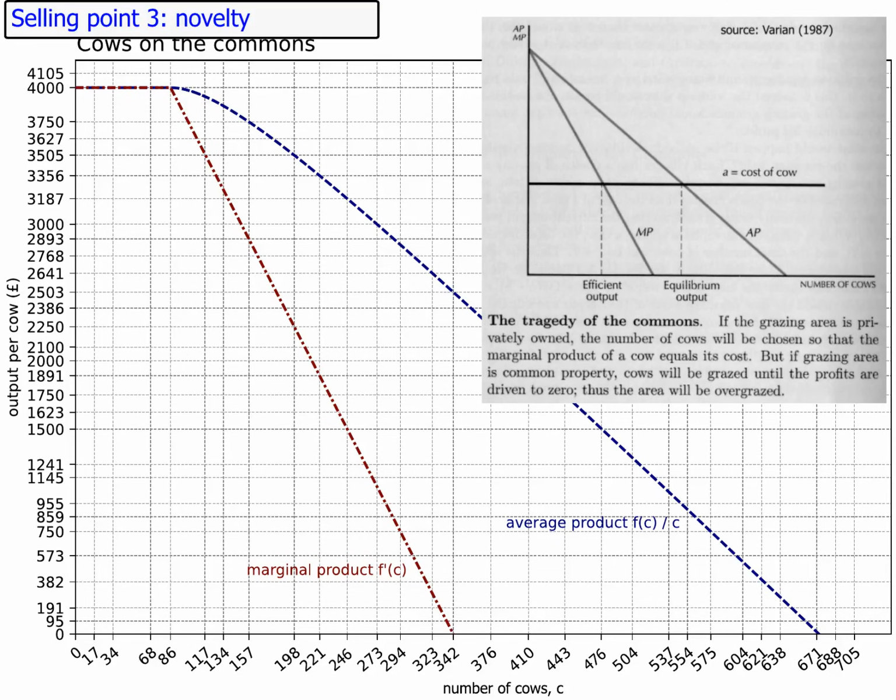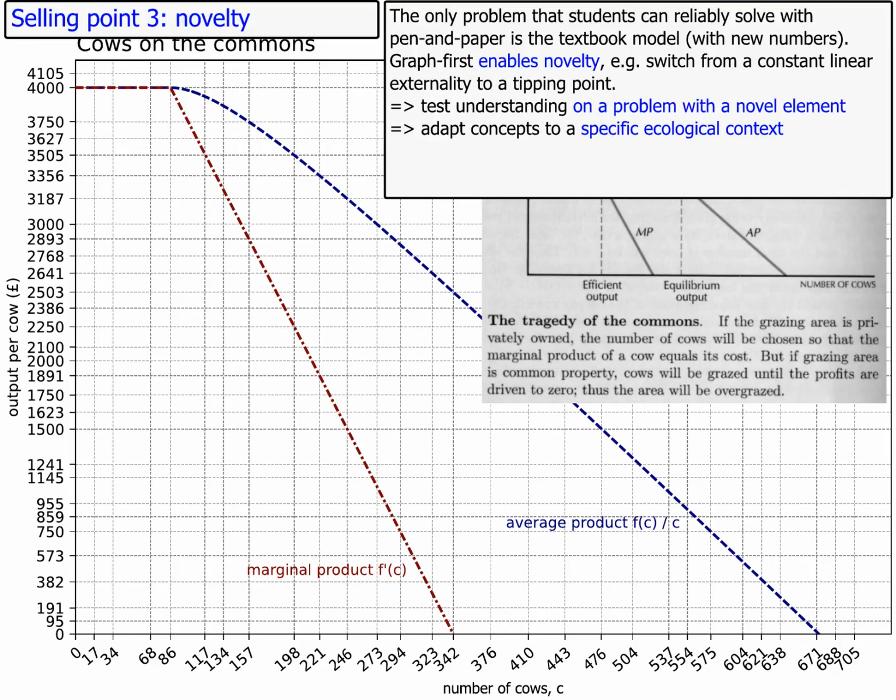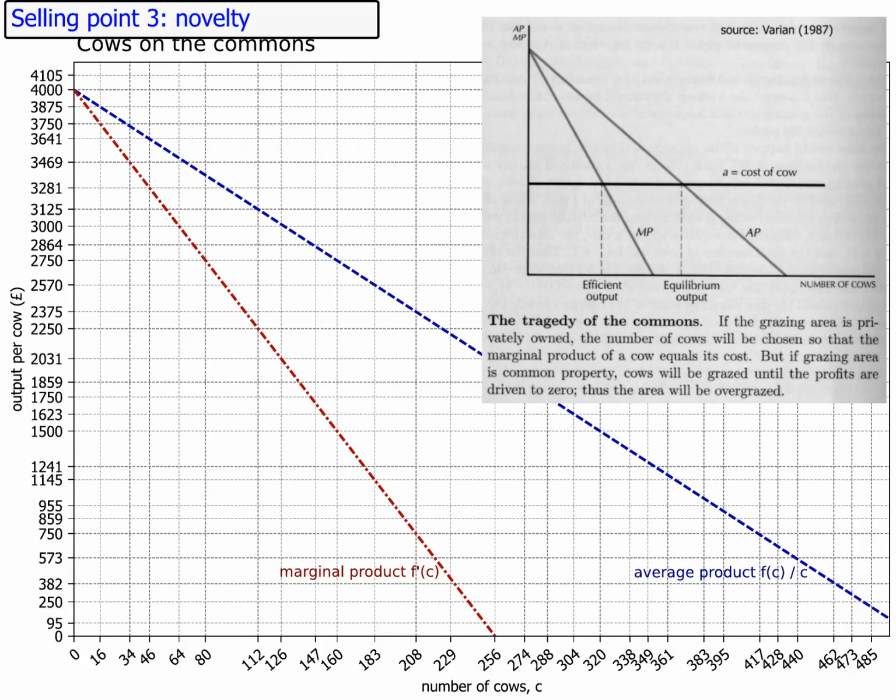In this example, I departed from the textbook model and graph by making the externality only appear after 86 cows. This can be the basis for meaningful interpretation questions connected to cow density on a pasture. I now turn to another reason to introduce this nonlinearity.